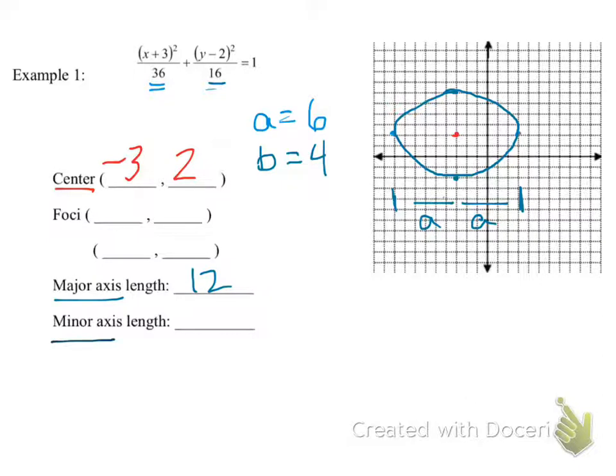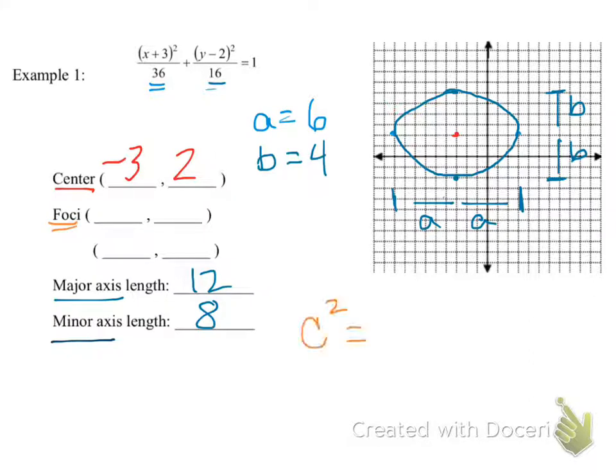Similarly, my minor axis is the shorter length of my ellipse, so from the top to the bottom in this case. And again, it's always going to be from one edge to the center and then the center to the other side. So again, it's going to be 2b. In this case, it's 8.